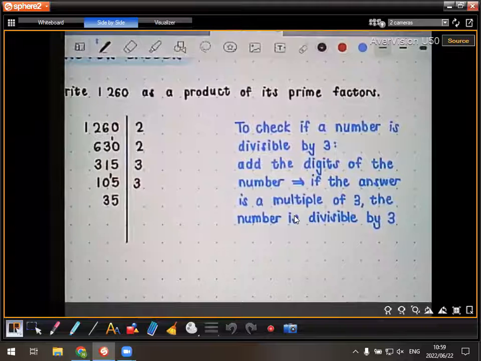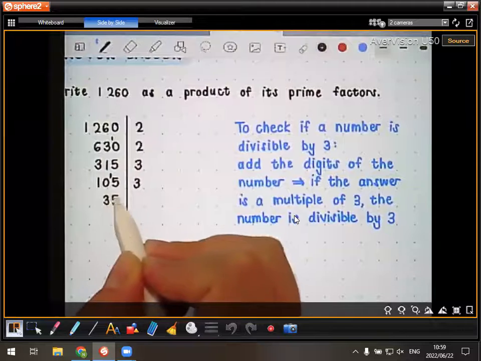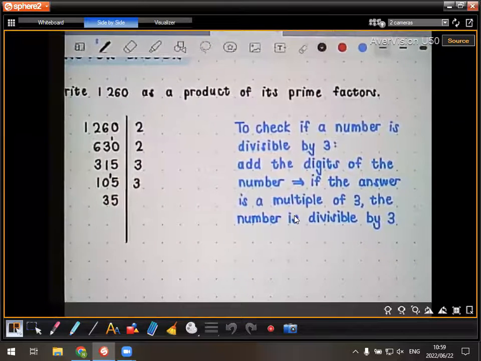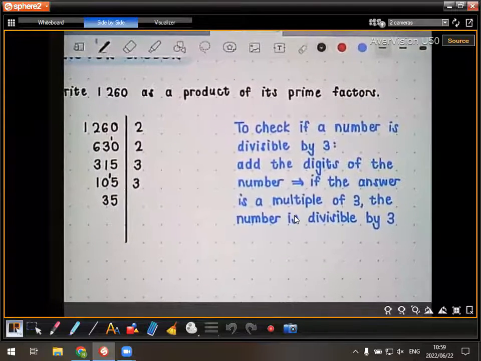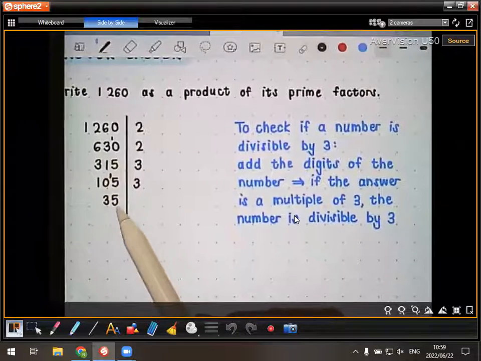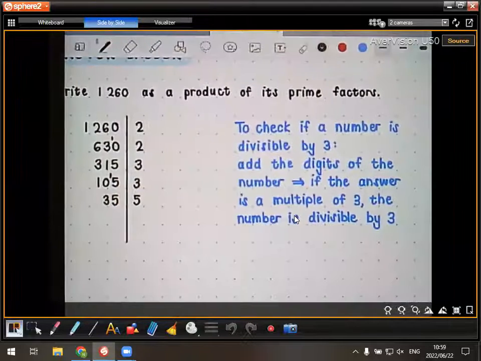Okay, does 2 go into 35? No. What about 3? If I add these two numbers together, am I going to get a multiple of 3? 3 plus 5 is 8, right? So that doesn't work. So what's the next prime number, guys? 5. How do I know whether a number is divisible by 5? It has to end with a 0 or a 5. Okay. This number does end in 5. So this is divisible by 5. So we put the 5 there.